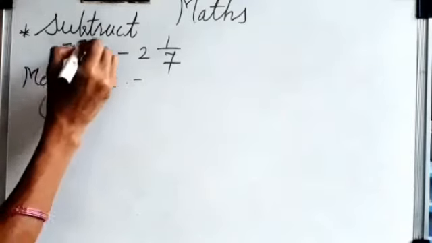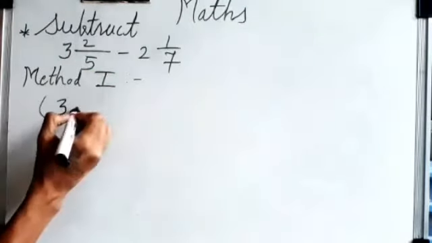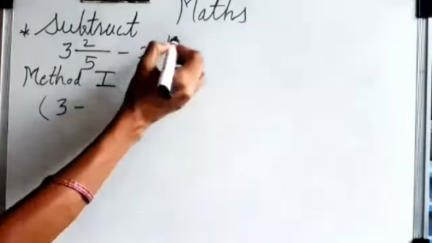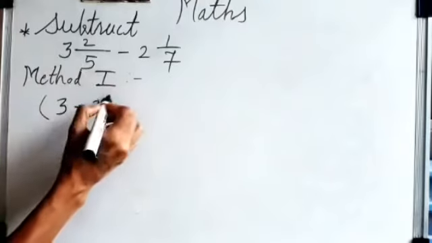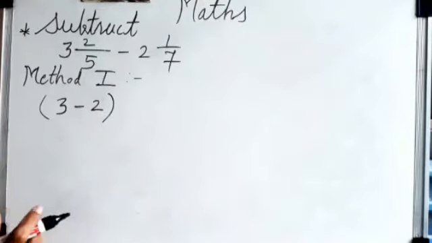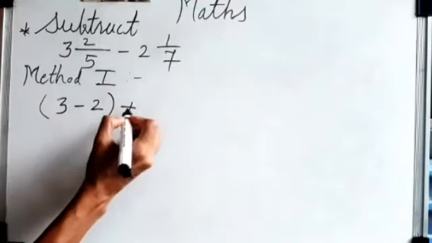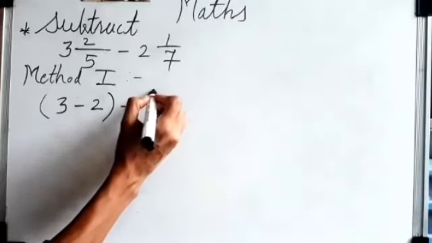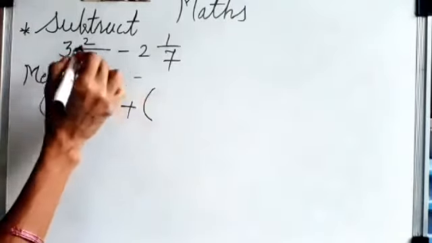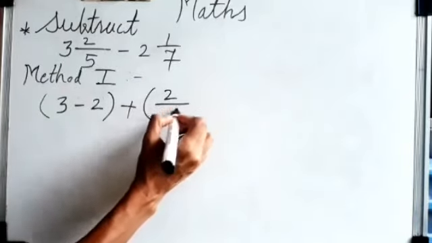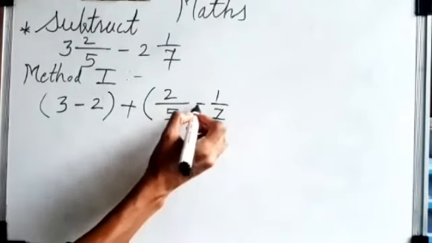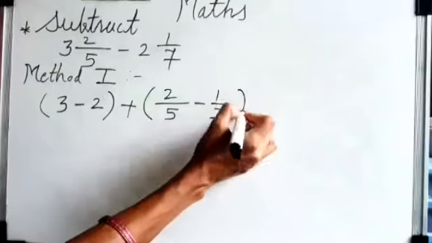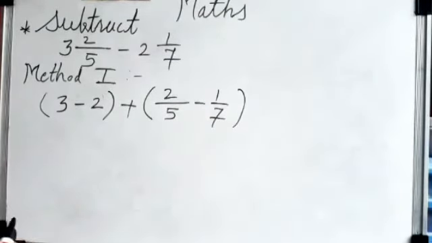Means what? In this mixed number the integral part is 3 and then the minus sign will come in between. In this second mixed number the integral part is 2. So let's separate this: 3 minus 2, and then in between you have to give a plus sign. Though it is subtraction, you have to make it separate with the plus sign, and then in another bracket take the fractional parts. In the first fraction, the fractional part is 2 upon 5. In the second fraction, 1 upon 7, and now here in between which sign will come? Minus. So 2 upon 5 minus 1 upon 7.